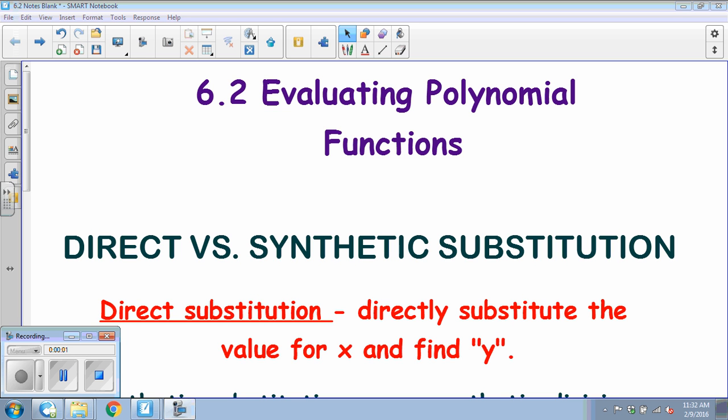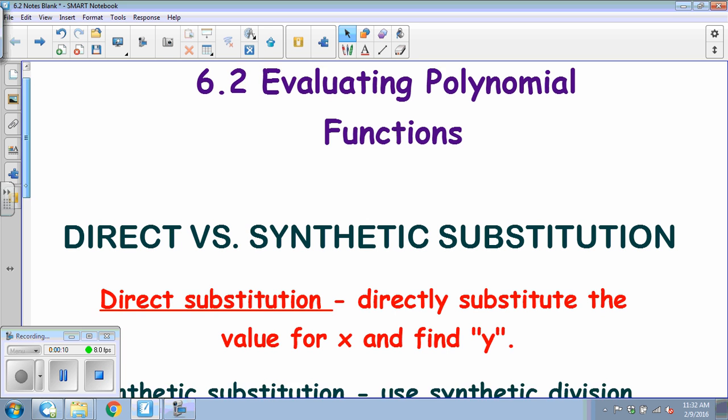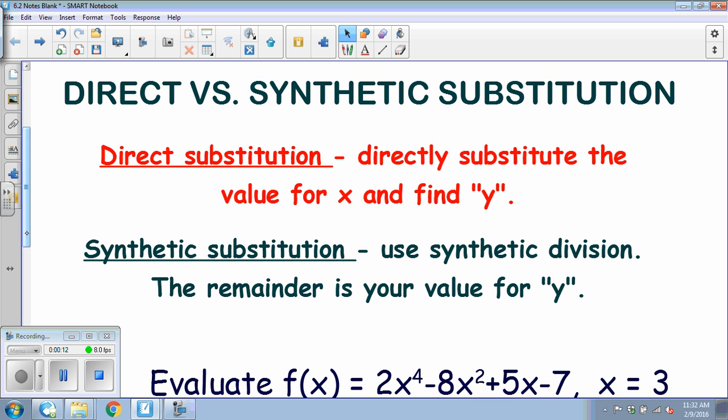Evaluate polynomial functions. Now, there's two ways to do that: direct substitution and synthetic substitution. Direct substitution is when you directly substitute the value for x and find y. Synthetic substitution is when you use synthetic division. The remainder is your value for y.